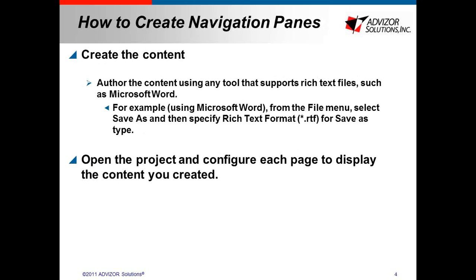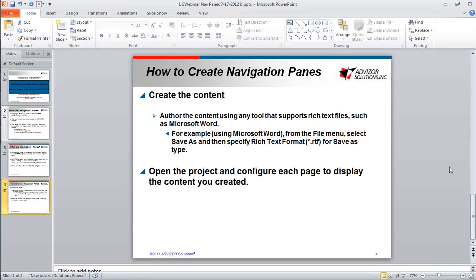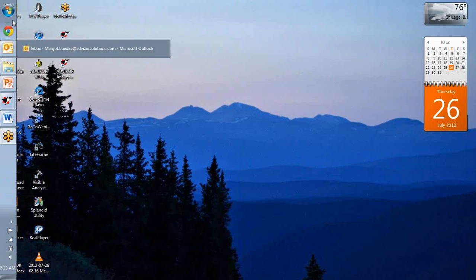Now, creating navigation panes is pretty simple. First of all, you have to create the content, and it needs to be in a rich text file format. So we usually use Microsoft Word, and then you go to the File menu, select Save As, and specify the rich text format, which is .rtf. Once you've created your content, you open the project that you want to add the navigation panes to, and then you configure each page to display the content that you created. So I will go into Advisor and actually do an example.